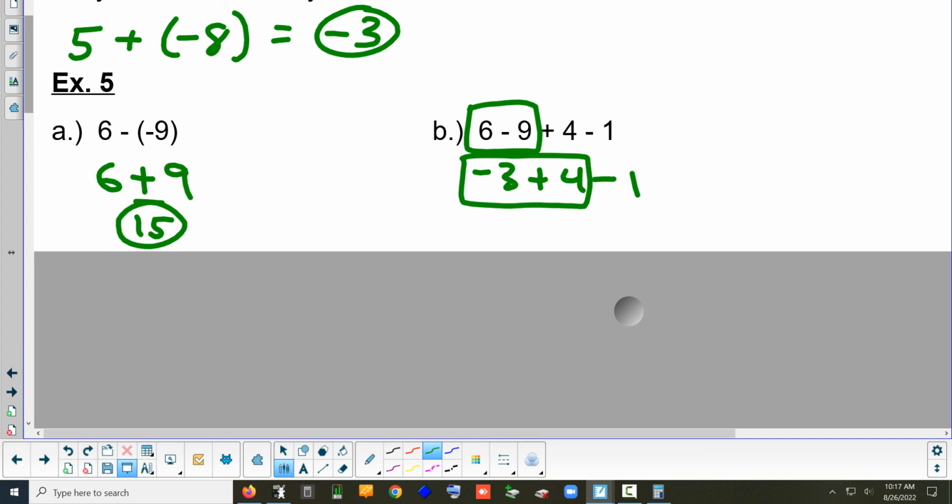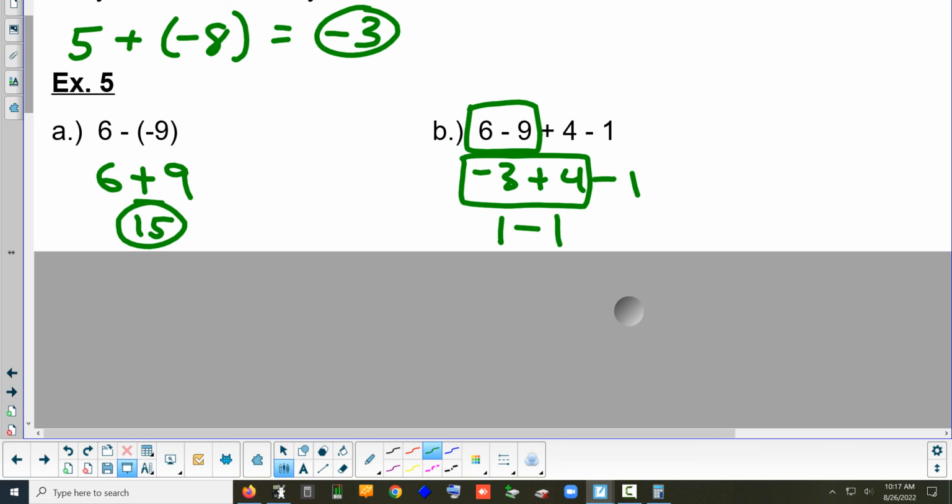If you get stuck, think about if you had 3 people in a room that were negative, and you combine it with 4 people that are positive. Think about, would you end up with more negative or more positive people, and then how many? Yeah? 1. You end up with a +1.